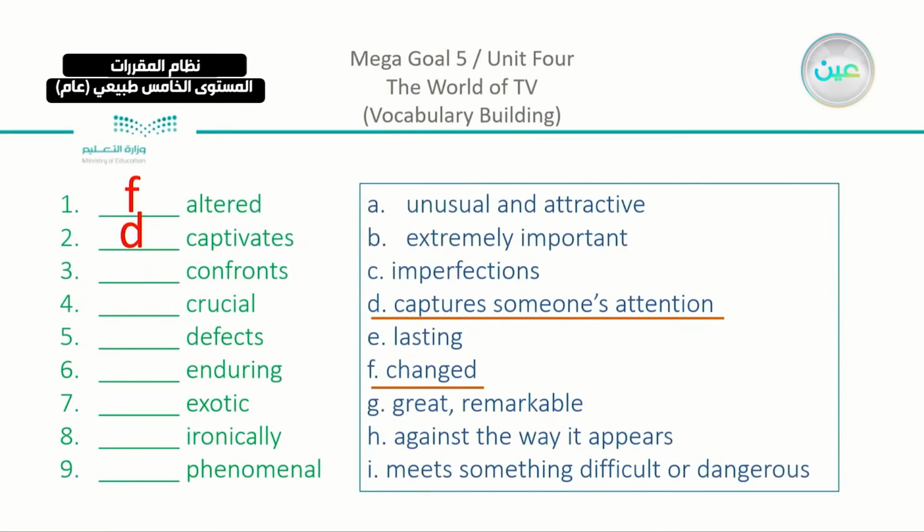So when we go back to the meanings that we have, you can see that we have here confronts, unusual and attractive. Does it go with this? Extremely important, imperfections, lasting, great or remarkable, against the way it appears, meets something difficult or dangerous. So I am meeting, I have something in my face, I'm meeting something or someone difficult or dangerous. And just to note, it doesn't have to be something dangerous or a criminal. It can be a problem, for example. It can be some kind of moment that you have to pass by, and so on. So the word confront means meets something difficult or dangerous. So I is going to be our choice.